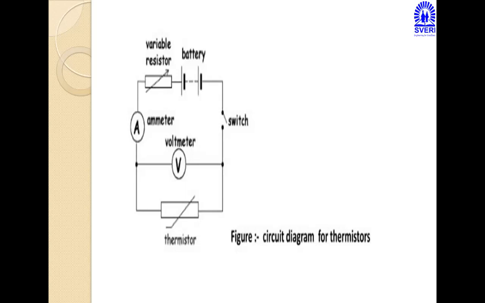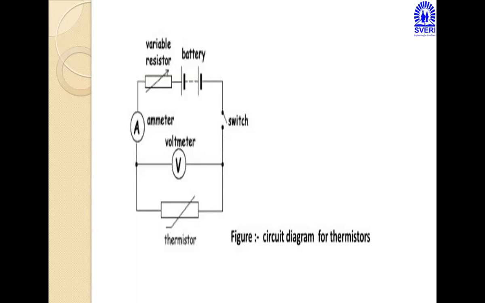Basically, thermistors are used for measuring small temperature changes. Its range is -100 degrees Celsius to +300 degrees Celsius. Compared to the RTD, resistance temperature detector, where we use the input supply, in the thermistor we use the battery for circulating the electric current.